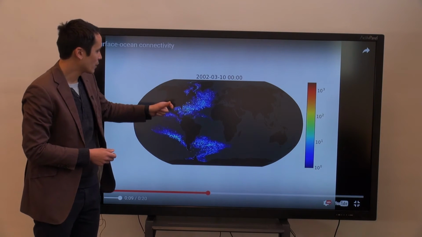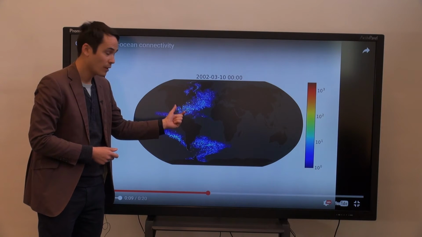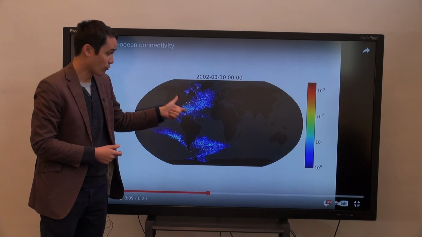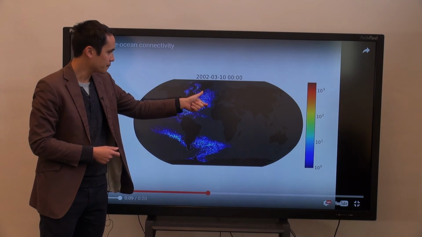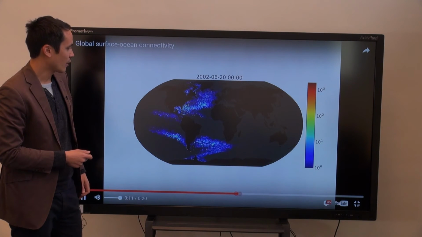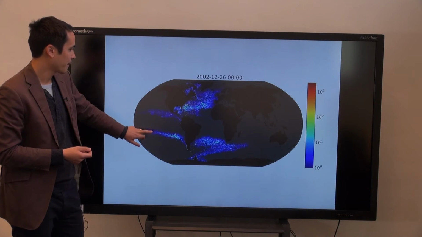So you can see that all the tennis balls that were released off the US East Coast are drifting over towards Europe, following a really strong current called the Gulf Stream. If we let this play, we can see those broad patterns of connectivity more clearly.